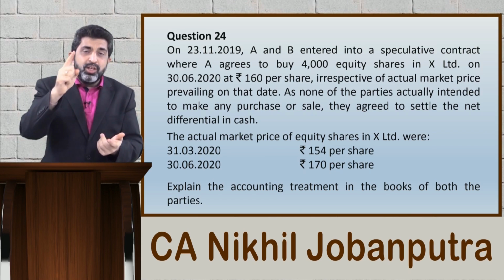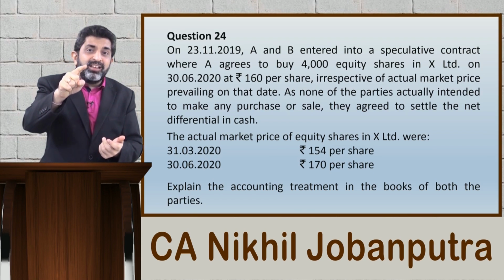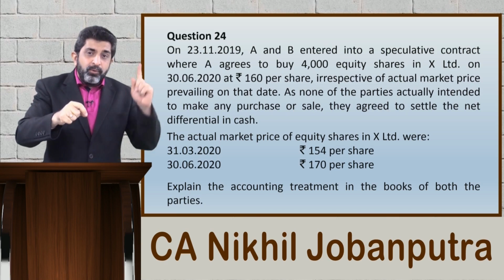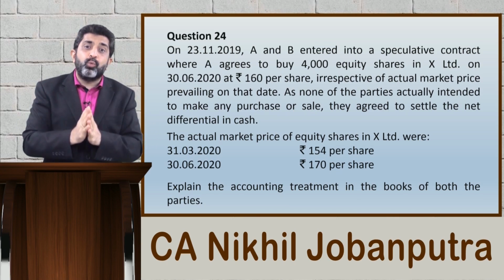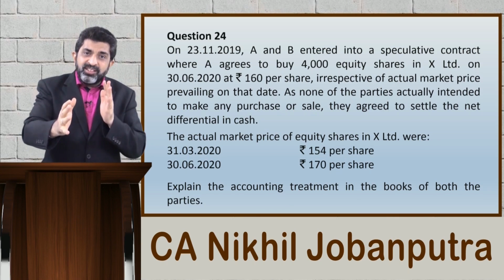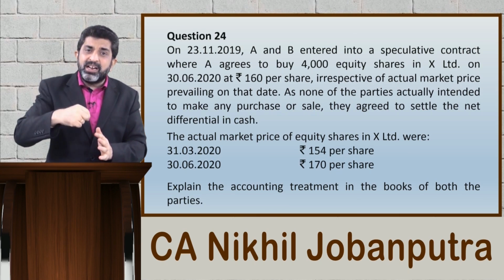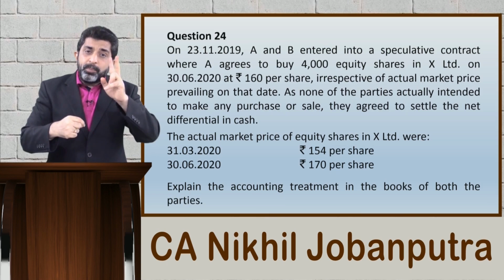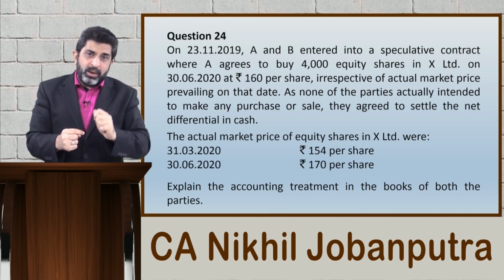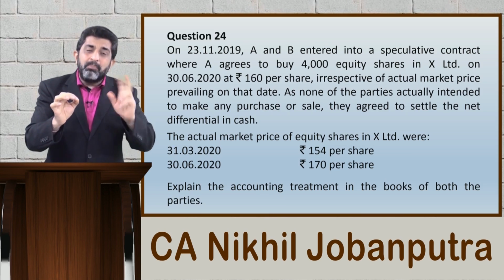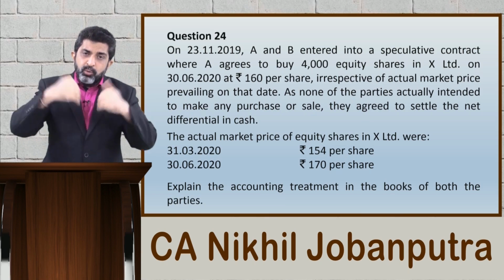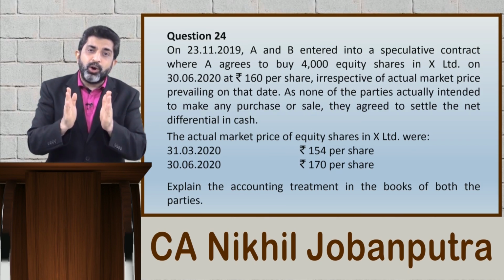The point is very simple. You have agreed to sell the share at rupees 160 where the prevailing market price is 170. So because the settlement is to take place on a net differential basis, you will pay me that difference of 10 rupees, that is the difference between 160 and 170. 10 per share multiplied by 4,000 shares, you would pay to me rupees 40,000.